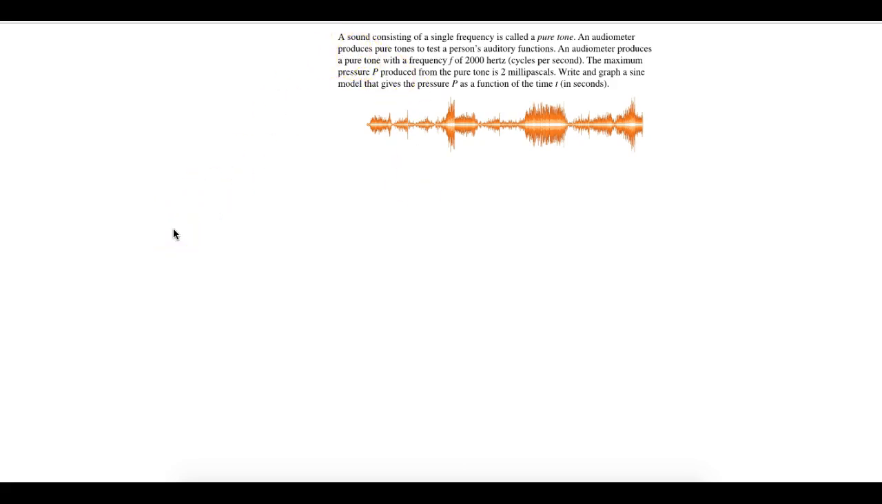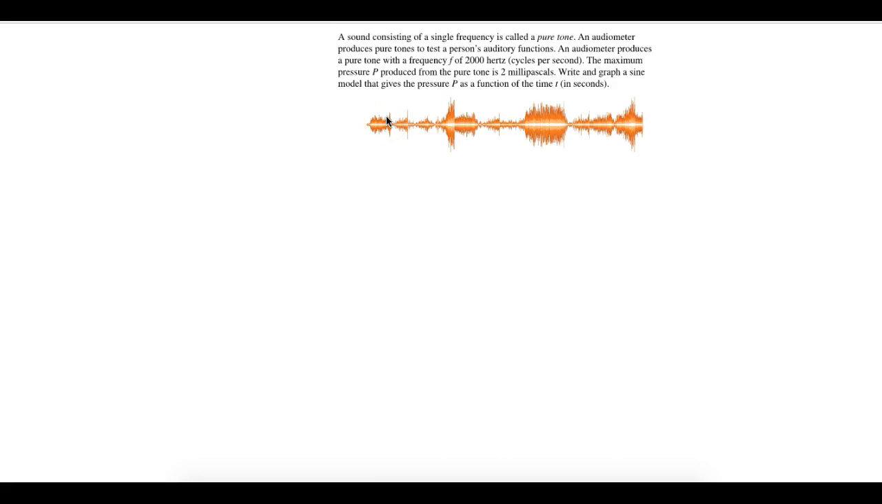Sound is produced using waves, and those follow sine and cosine patterns. So let's look at this first problem. A sound consisting of a single frequency is called a pure tone. An audiometer produces pure tones to test a person's auditory functions. An audiometer produces a pure tone with a frequency of 2000 hertz. That's cycles per second. The maximum pressure P produced from the pure tone is 2 millipascals. Write and graph a sine model that gives the pressure P as a function of the time in seconds.